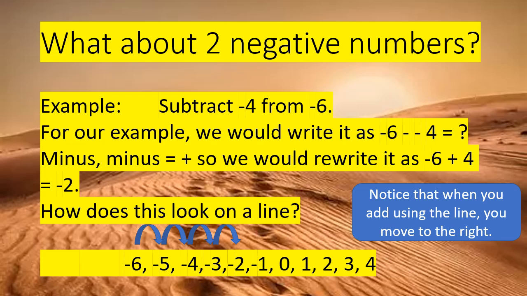How does that look on the line? Well, we have our line starting at the left with minus 6, then minus 5, minus 4, minus 3, minus 2, minus 1, 0, 1, 2, 3, 4.